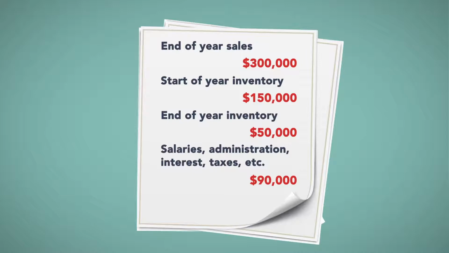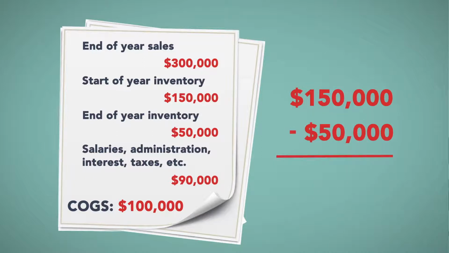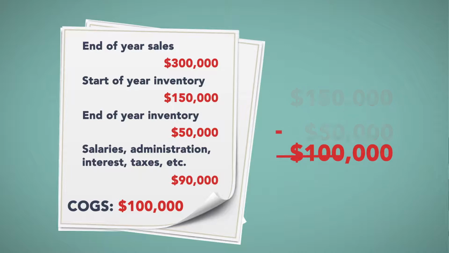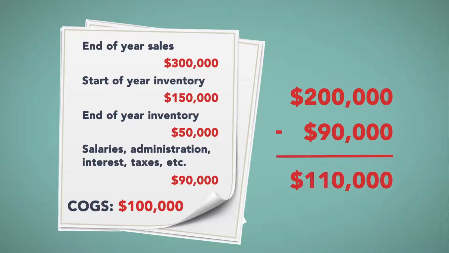Its cost of goods sold figure is therefore $100,000, which is its starting inventory of $150,000 minus its ending inventory of $50,000. The cost of goods sold amount of $100,000 is then subtracted from its sales amount of $300,000 to yield a gross profit of $200,000. Crenshaw then deducts its $90,000 in expenses to arrive at a figure of $110,000 in net profit.